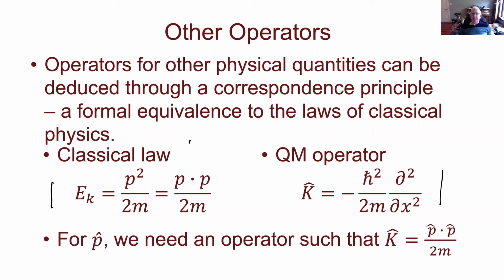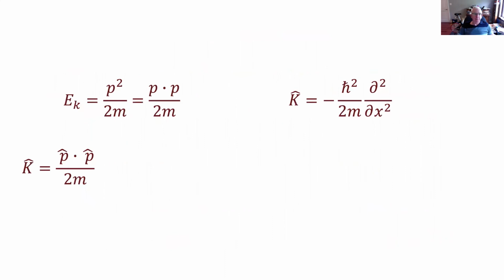And so if I want to find the operator for momentum, I need to find an operator that works so that my momentum operator, the p hat in this piece down here, if I do that twice, over 2m, I have to get my kinetic energy operator, right? Because p squared over 2m has to be the kinetic energy. And so that's how we would go about finding our momentum operator.